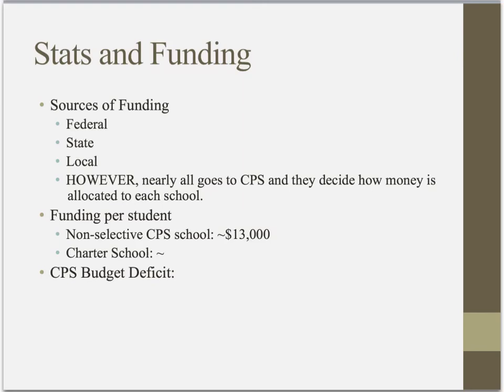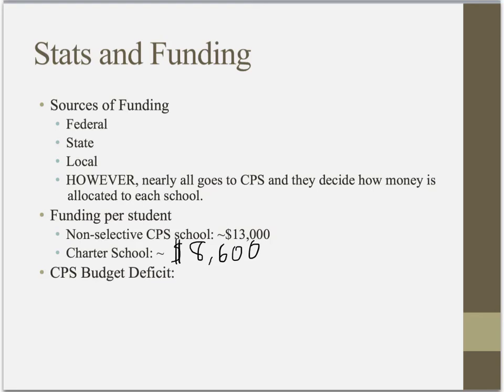So funding per student is not equal between non-selective schools, so those yellow dots that you saw, and the green dots. That is not equal. Non-selective schools in CPS get approximately $13,000 a year per student. Charter schools, however, get close to $8,600 per student. I'll write that up here for you. So a charter school gets approximately $8,600 per student from CPS.